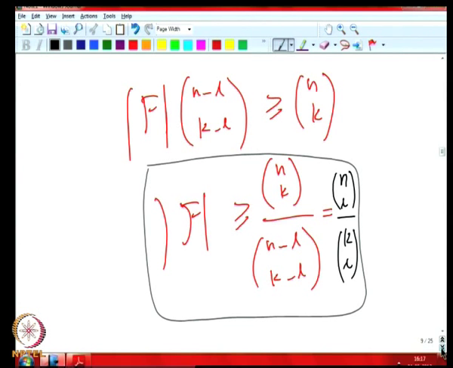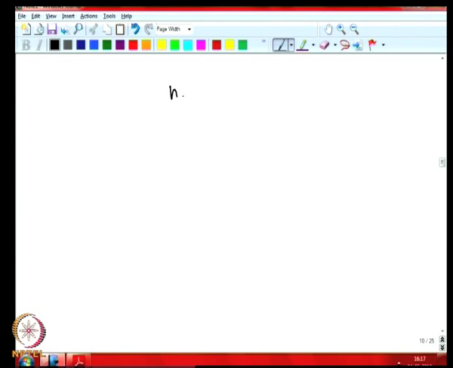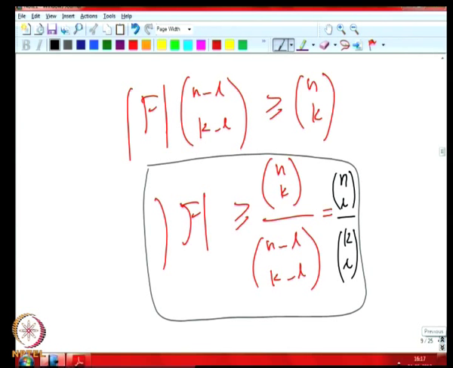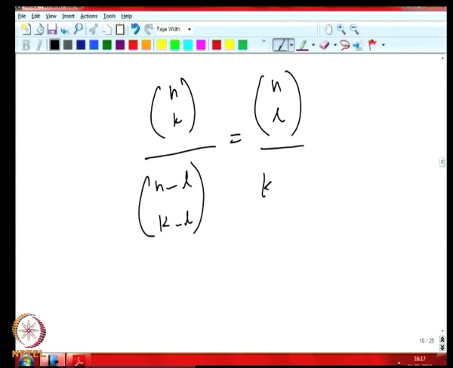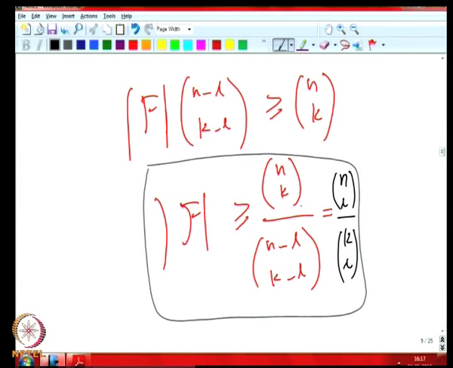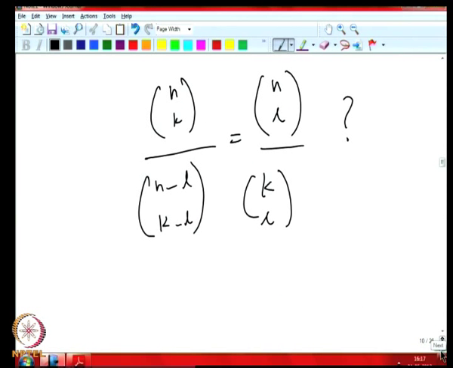Then it will work. So, we will work on that. So, n choose k divided by n minus L choose k minus L. We want to show that this is equal to n choose L divided by k choose L. Is this true? If this is true, we are done, right, because finally we got this thing from our double counting argument, and if we can show that this is same, then we are done. But how do we show this thing?